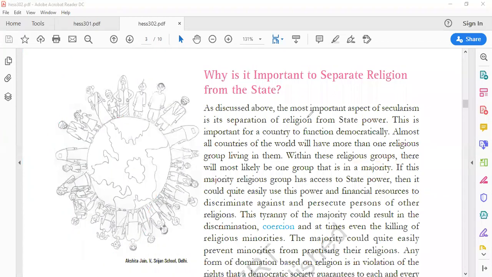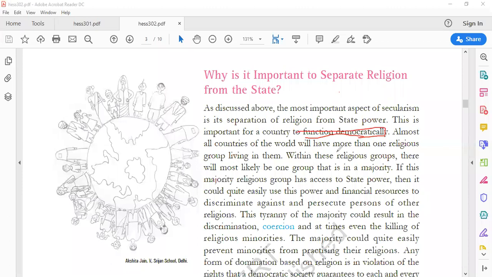Okay, the most important aspect of secularism is separation of religion from the state power. This is important for the country to function democratically. See, you are speaking about democracy. Democracy means what? People must select their representatives. People means who? All people. It is universal adult suffrage. Okay, so now the democracy must function. Country must function democratically means you must separate your state from religion. Okay, this is important.